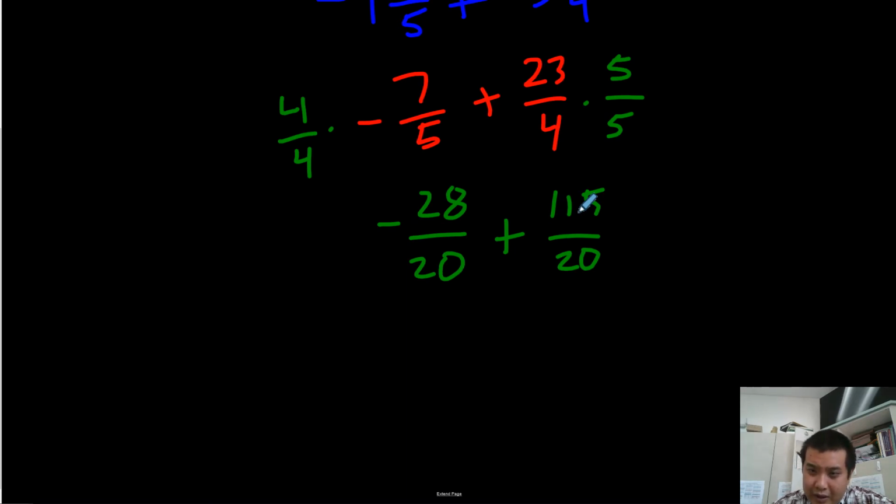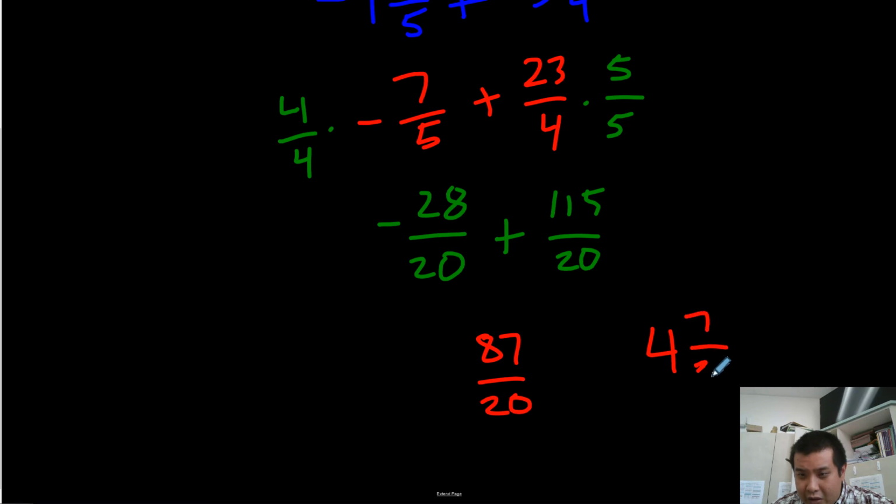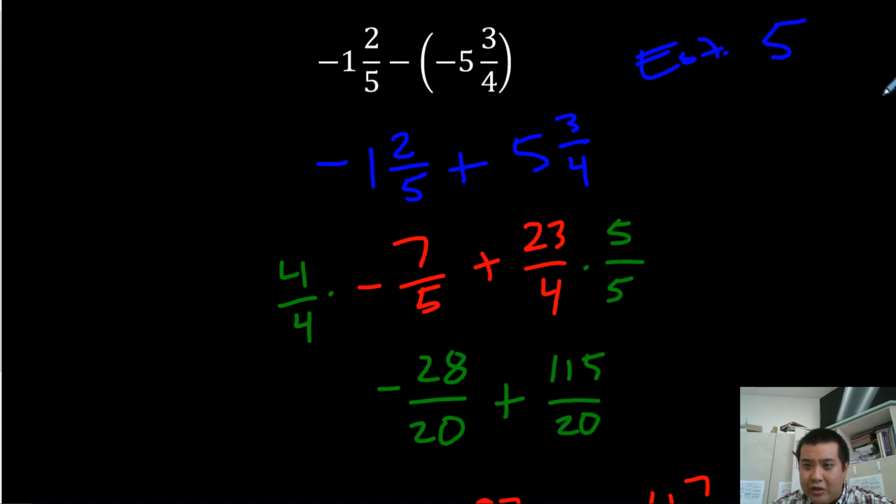When we do that, we get, what is that going to be? 87 over 20, which gets us our final answer in mixed form, 4 and 7/20, which is close to our original prediction.